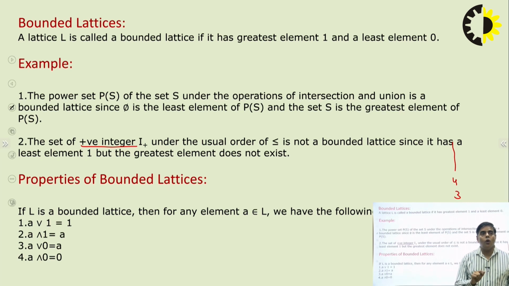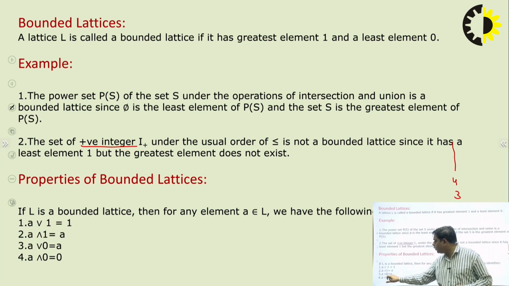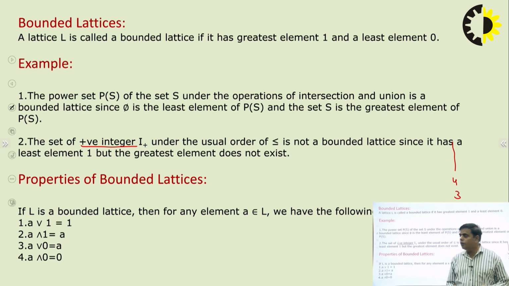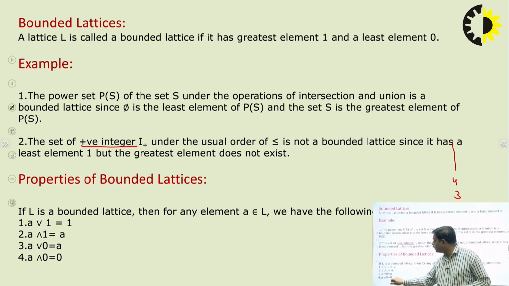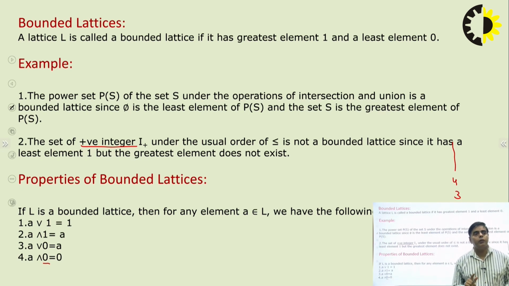Again, A AND 0 is dependent on A. If A is 0, the output will be 0. If A is 1, the output will be 0 as well. A OR 0 is dependent on A: if A is 1, the output will be 1. In the AND operation, if there exists a single 0, the output will always be 0.